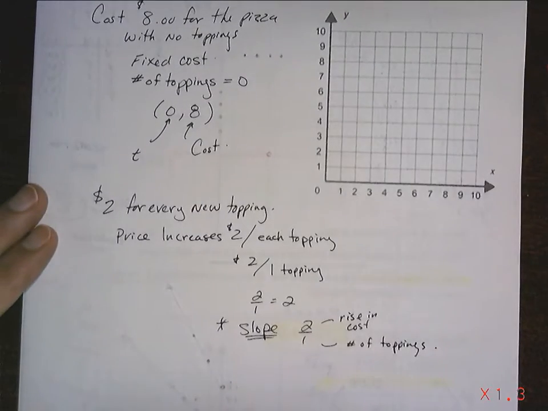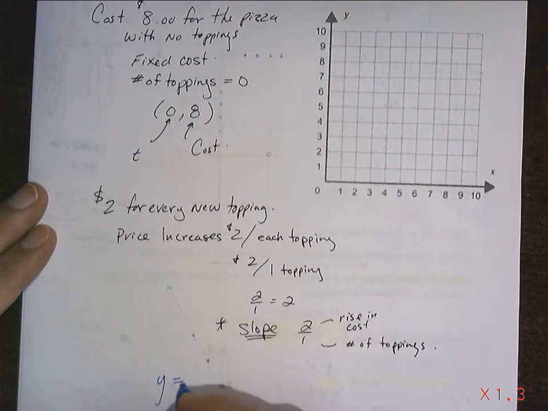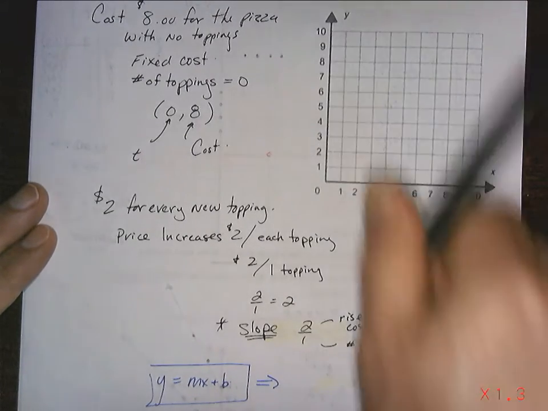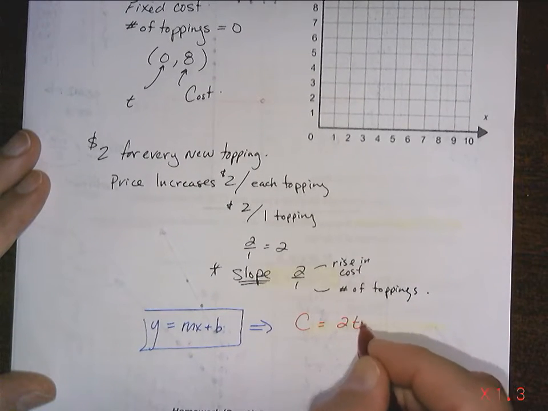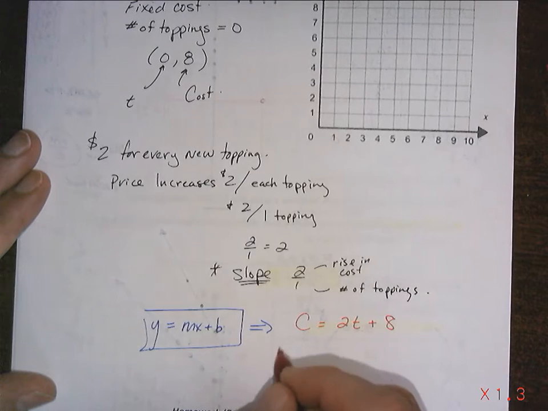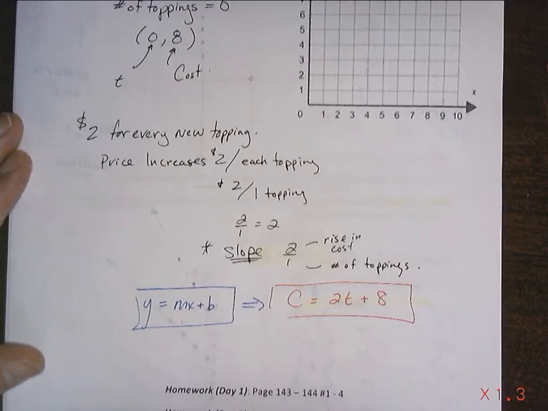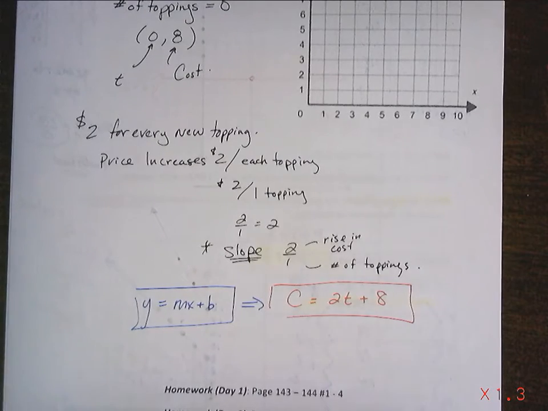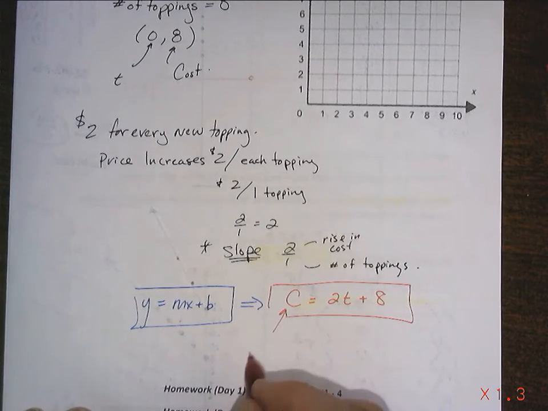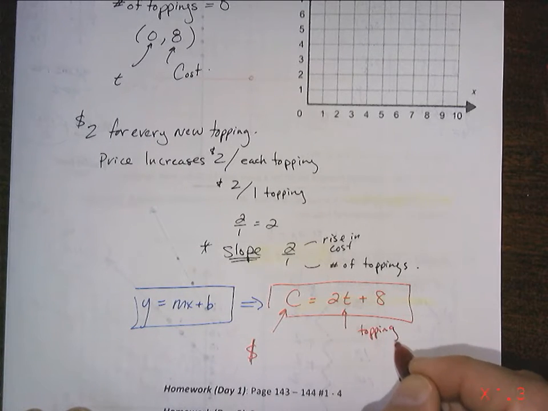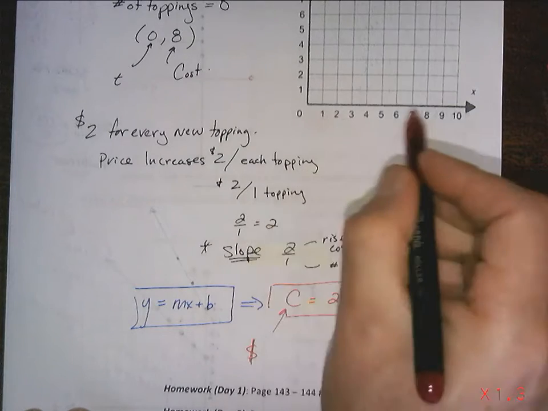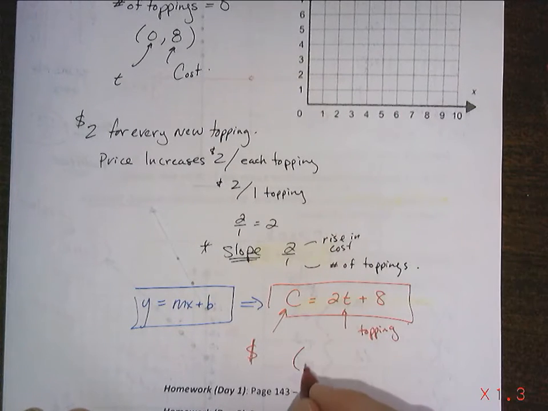So, using that, we come up with the equation. Y equals mx plus b gets translated into cost equals 2 toppings plus 8. So it gets translated into the real world discussion of cost of money in terms of toppings. And each point that we put on this graph is going to be in the form topping versus cost.